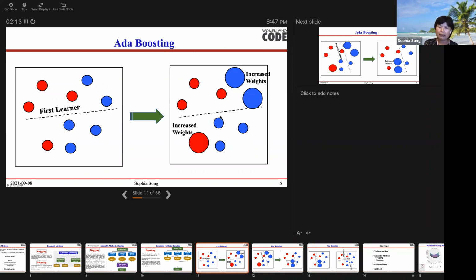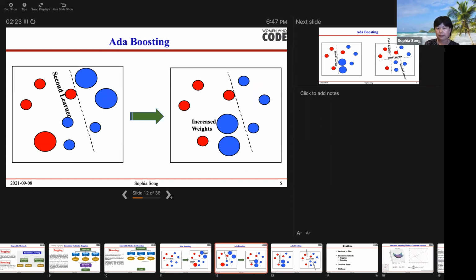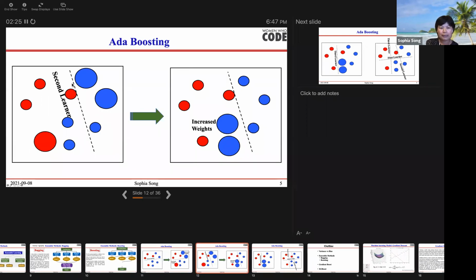So for my second learner, I will increase all these 3 points' weights, then build up the second learner here. So I build up my second learner. This second learner corrects the labels of the previous error points, or these 2 points, and this point. So this time, the previous model's errors are correctly labeled. This one is the same thing.